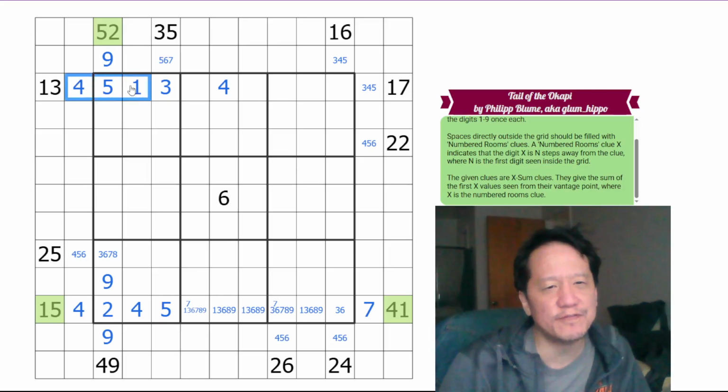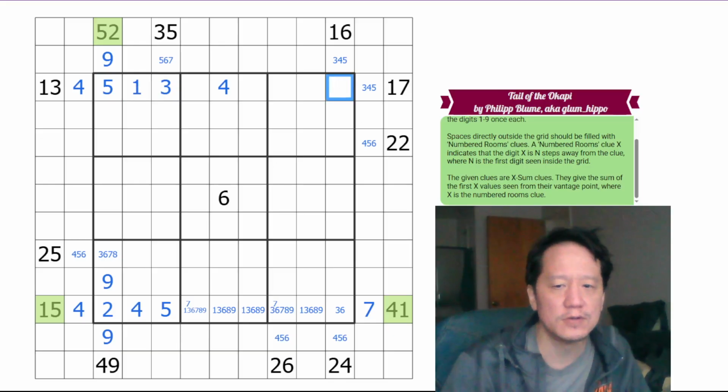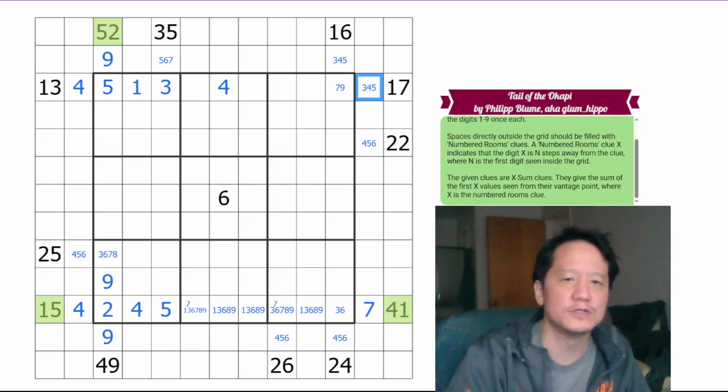So this has to be 4, 5, 1, 3, adding up to 13. Interesting. So 5 can't be here. It must be pointing to 7 or 9 here, if that's the case. So this cannot be pointing to 4. It's pointing to 3 or 5.